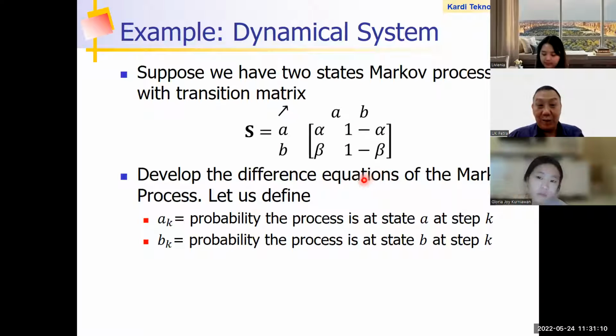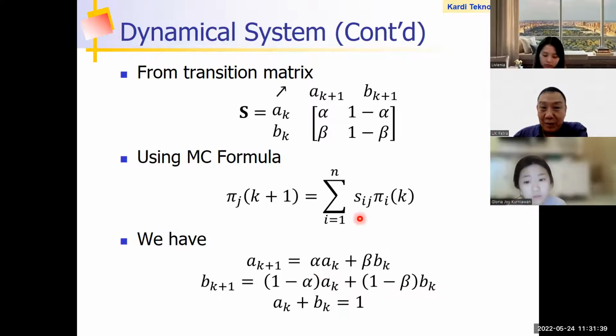So in that case, I will put A_k. A_k is the probability of the process at state A at time k. Yeah? B_k is the probability of the process at state B at time k. Okay, so let's define these two, and then let's create the difference equation of that. So remember, this transition matrix means this is current, this is tomorrow. Yeah, this is today, this is tomorrow.